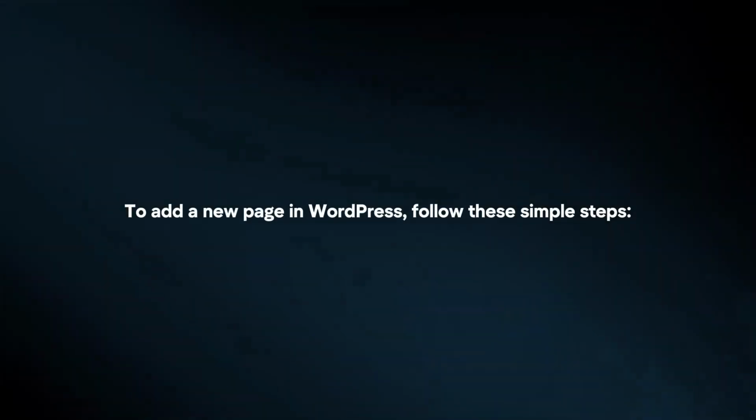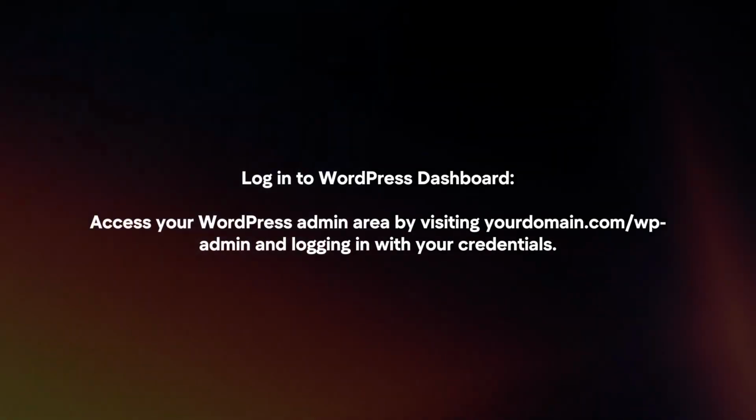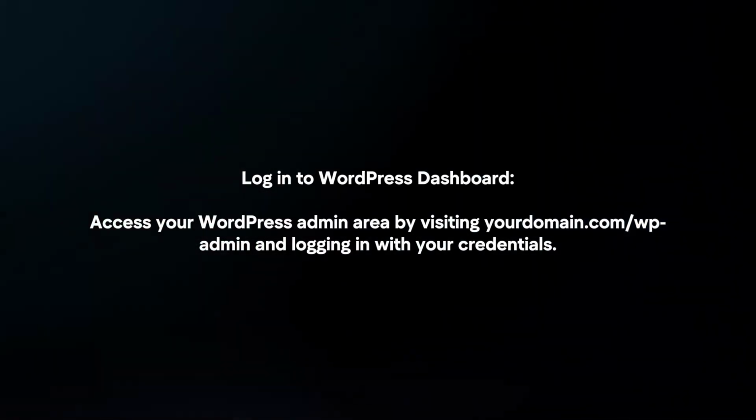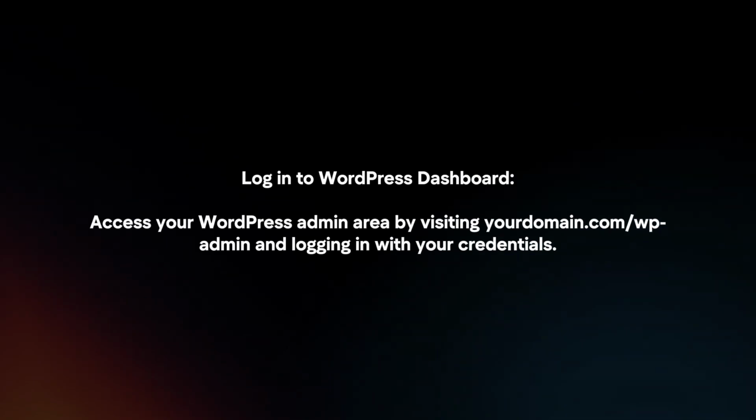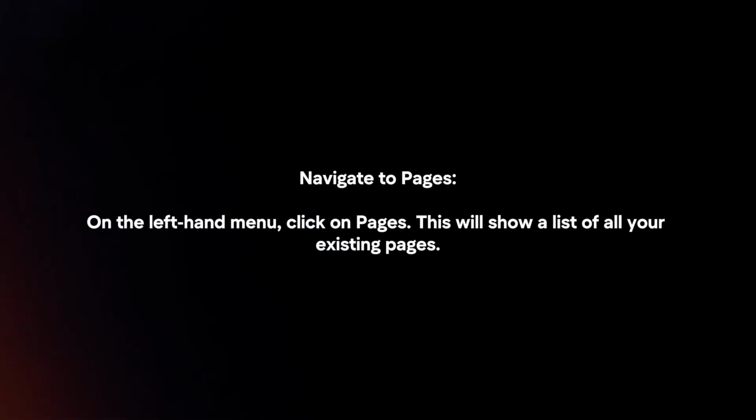To add a new page in WordPress, follow these simple steps. Log into WordPress dashboard. Access your WordPress admin area by visiting yourdomain.com/wp-admin and logging in with your credentials. Navigate to Pages. On the left-hand menu, click on Pages. This will show a list of all your existing pages.